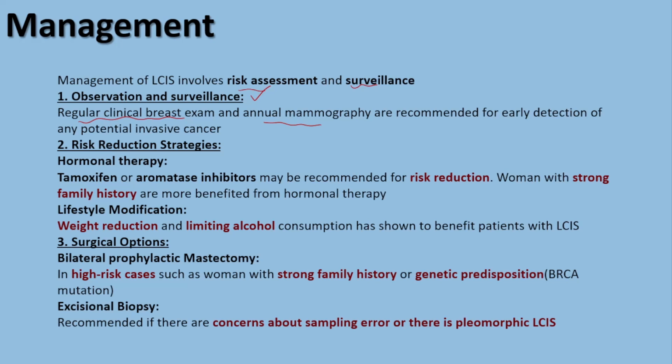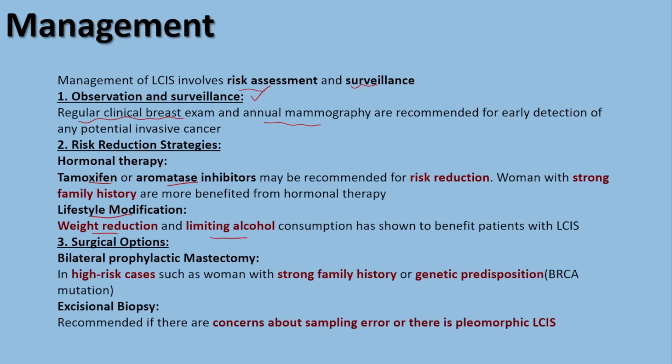Also, we can have strategies in order to reduce the risk of malignancy. For example, tamoxifen and aromatase inhibitors can be used, and this is especially important for patients who have a strong family history, as they are going to benefit the most from hormonal therapy. Another strategy for reducing the risk of malignancy is lifestyle modification. This group of patients is advised to lose weight, and limiting alcohol is also going to be very beneficial for this group of patients.